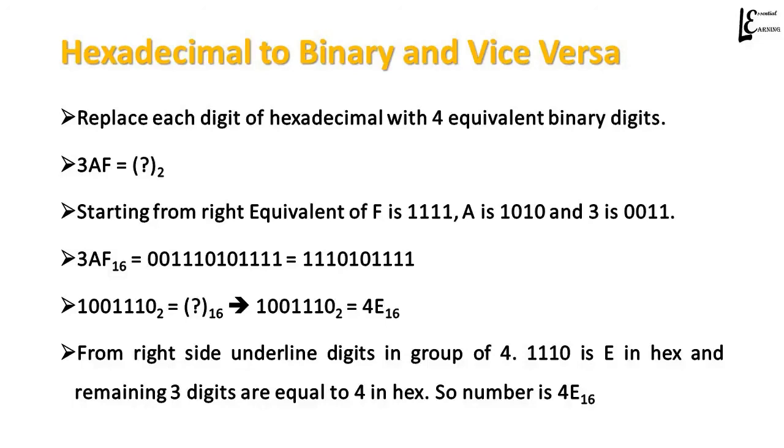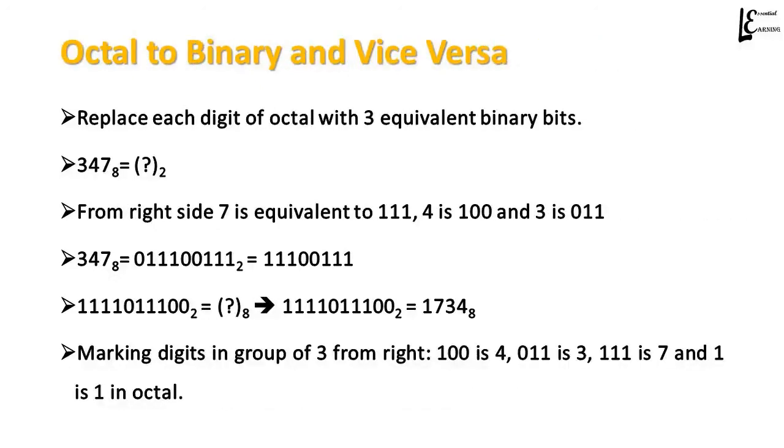Replace each digit of hexadecimal with 4 equivalent binary digits. Starting from the right, the equivalent of F is 4 times 1, A is 1010, and 3 is 0011. And for binary to hexadecimal, underline digits in groups of 4 from the right side. Converting from octal to binary and binary to octal follows the same process, only a digit in octal is represented with 3 digits in binary.